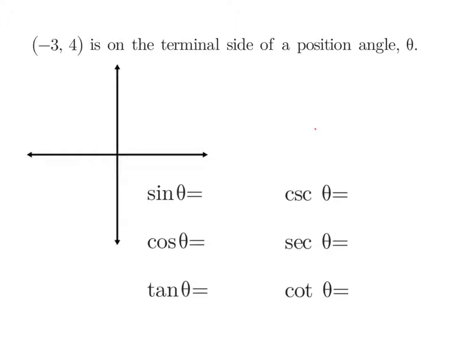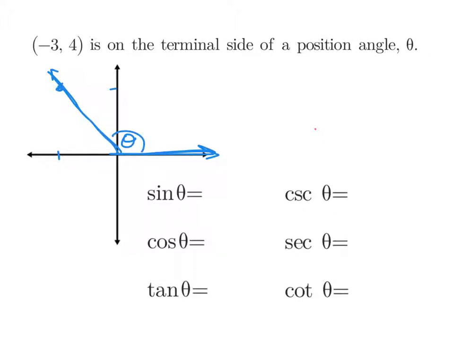Now, what happens when that terminal side isn't in the first quadrant anymore? So now we're talking about the point (-3, 4) being on the terminal side of standard position angle theta. If I draw theta in, the initial side is going to be the positive x-axis, and the terminal side is going to contain the point (-3, 4), so right about here. When I draw the terminal side, the angle theta that we're looking at is right here.